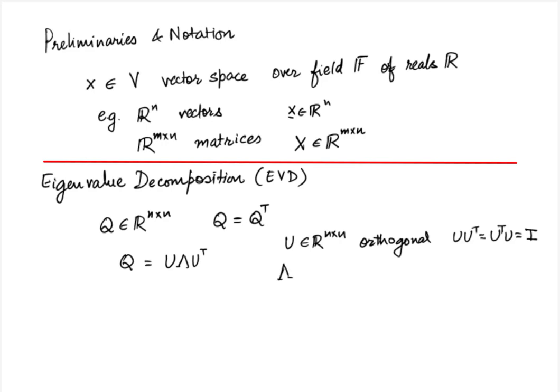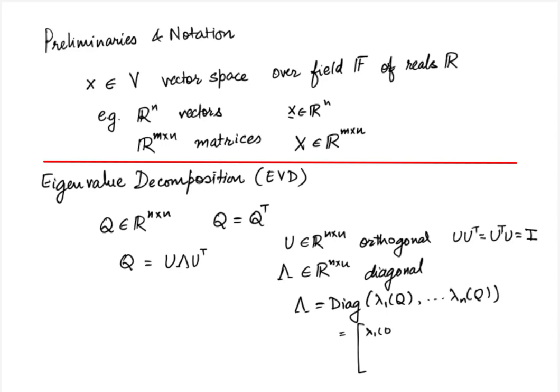The n cross n matrix capital lambda is diagonal and its diagonal entries are given by lambda 1 to lambda n. Here the diag with capital D is a function that takes a few inputs and arranges them along the diagonal of a square matrix. These lambda i of Q are called the eigenvalues of Q, and the columns of U are called the eigenvectors of Q.